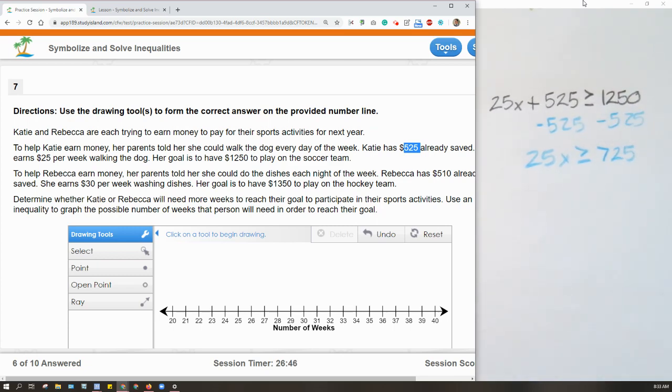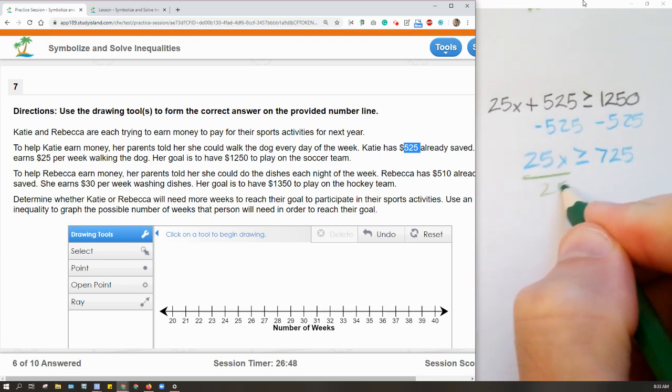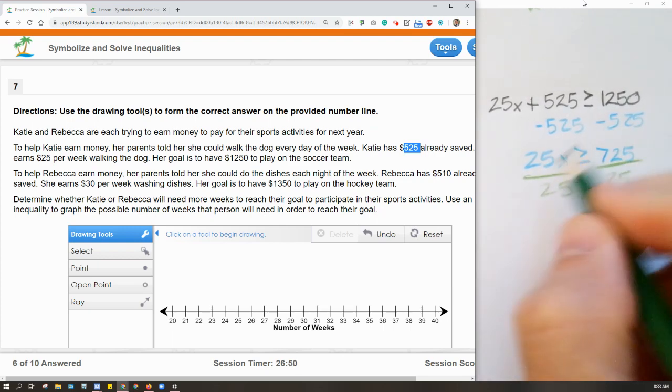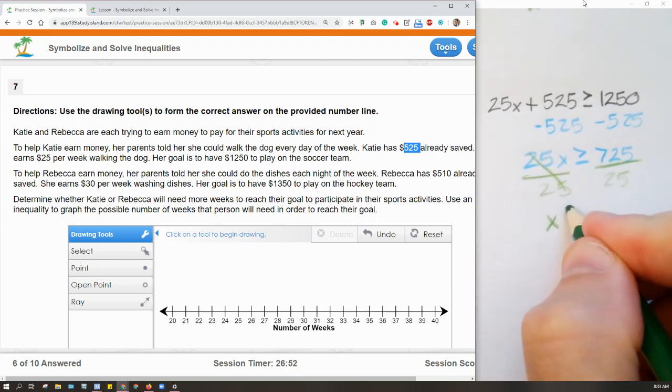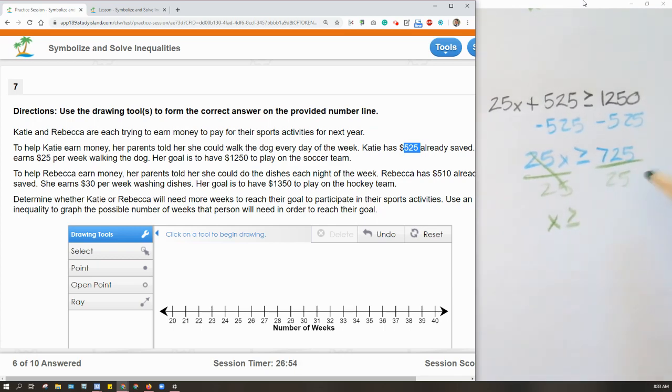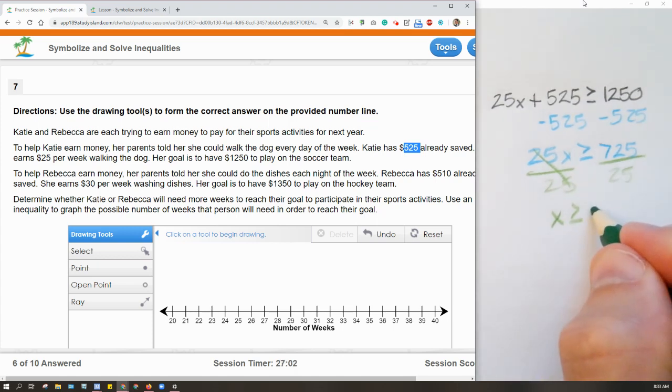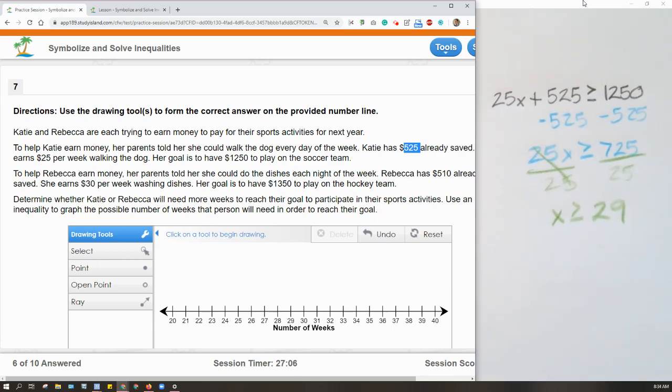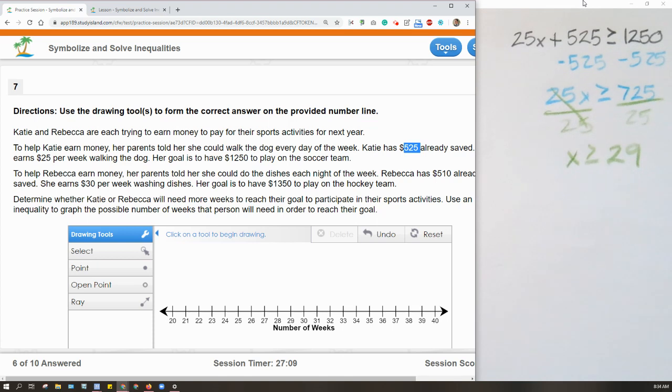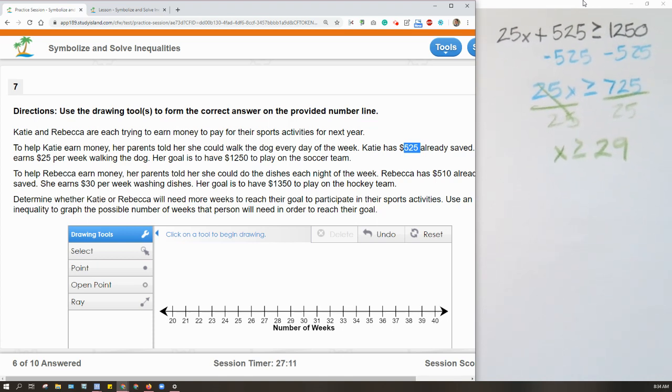Then we divide both sides by 25. X is greater than or equal to 725 divided by 25. 25 goes into 100 four times, so it goes into 725 twenty-eight times, and it's one more, so it's 29. So X is greater than or equal to 29. So that's Katie. Let's go ahead and solve for Rebecca now.